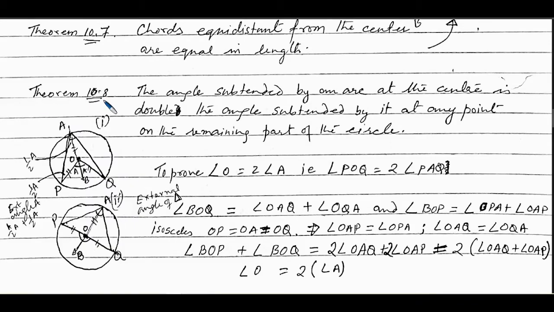Now theorem 10.8: the angle subtended by an arc at the center is double the angle subtended by it at any point on the remaining part of the circle. So from the center, this arc is there, this is the angle. So this angle at the center is double the angle from any point on the remaining part of the circle. If my point is say here and I draw from P to this point and then from this point to Q, or here I have drawn from P to point A and A to Q, this angle will be half of this one. If this is A, this will be A plus A, twice A.